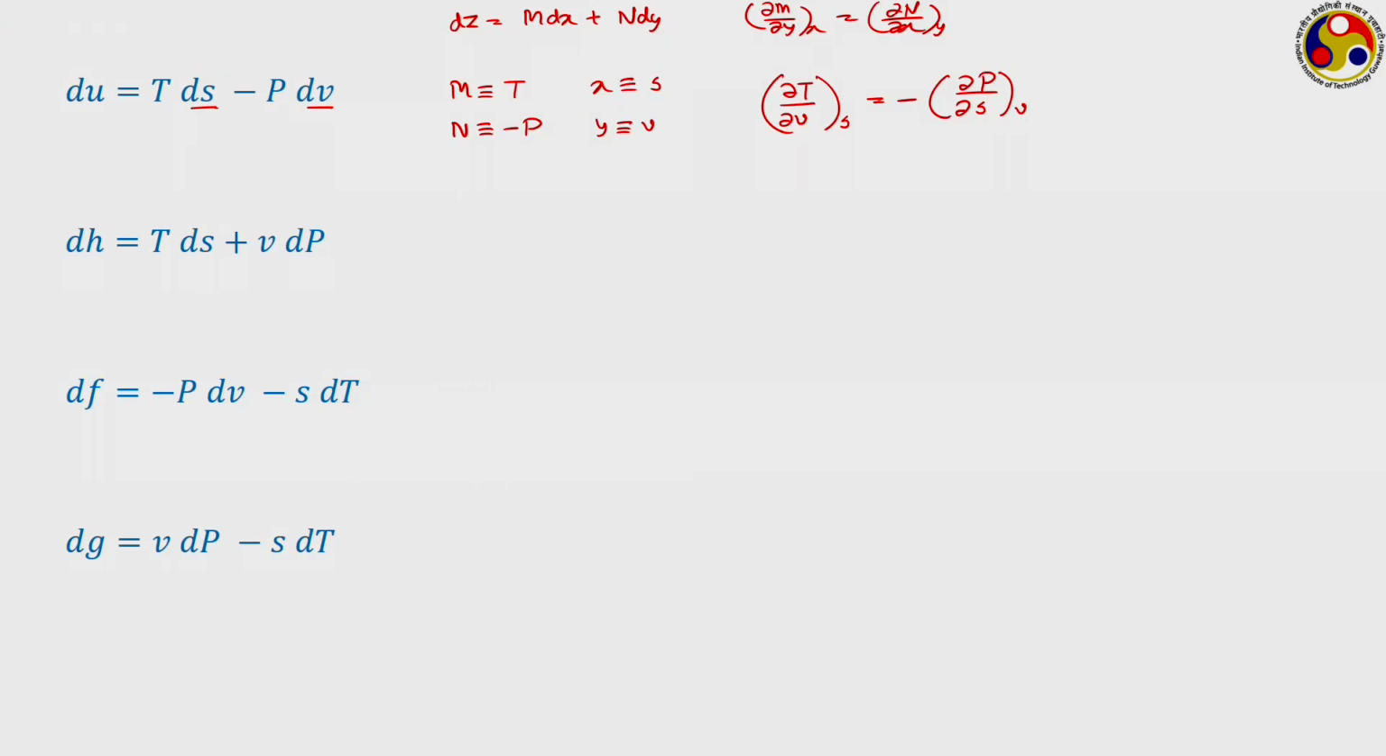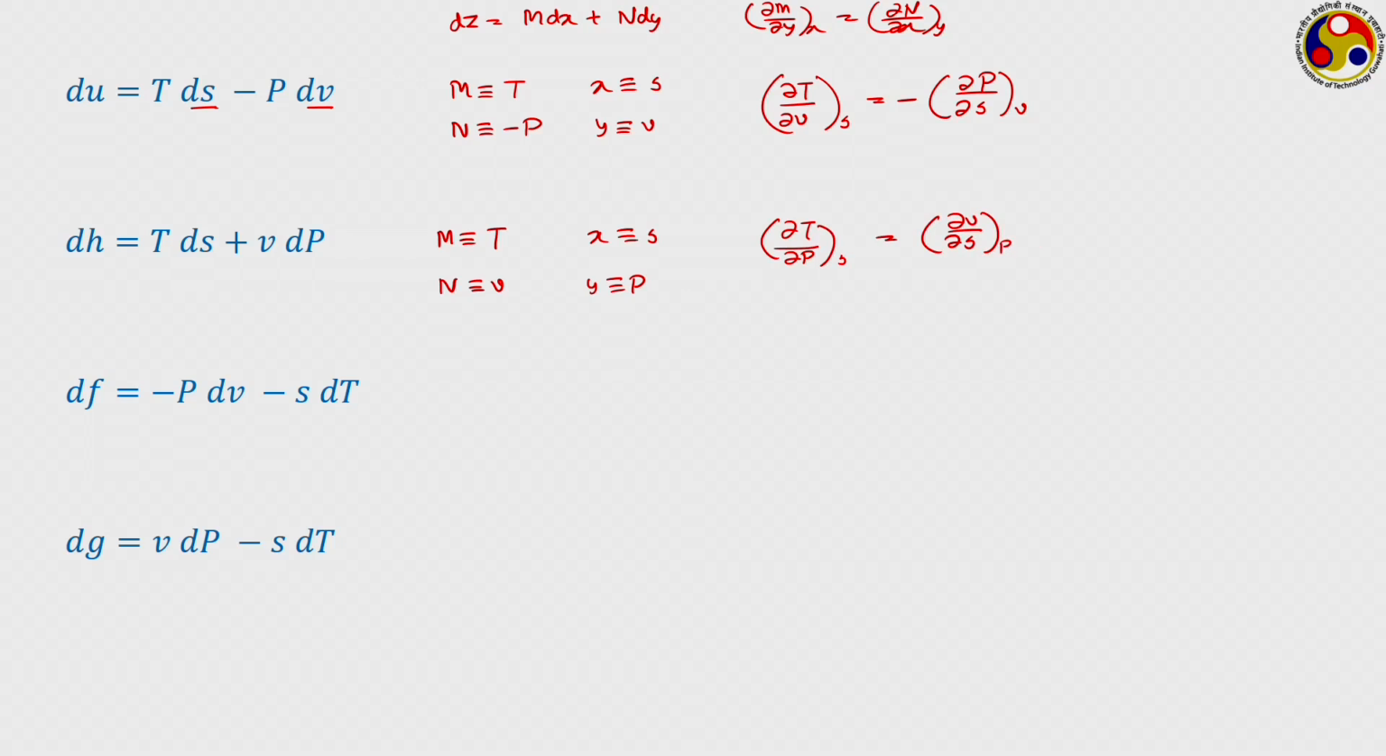Now, the second one. In the second case, we have M represented by T and N represented by small v, x represented by small s, y represented by P. So, from there, what can we write? We know enthalpy is a property, so you can directly write this as ∂T/∂P with s constant is equal to ∂v/∂s with P constant.